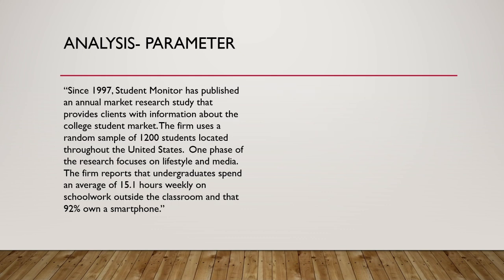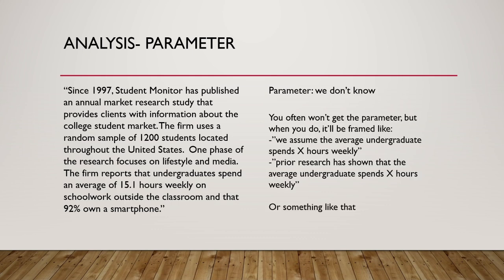Next, the parameter. Here, we don't really know the parameter. They don't actually give us the parameter here. Often you'll see things like, we assume that this group does X, or prior research has shown that X, something like that. But typically they don't give the parameter. But when they do, it'll say something like that. It'll be referencing the total population and not the specific data that you found in the research study.